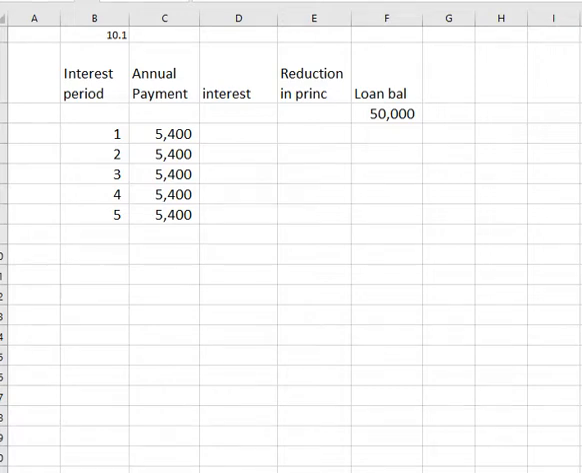Problem is similar to exercise 10.1, but let's assume that we have a loan balance of $50,000 and annual payments of $5,400. I completely made these numbers up. And let's also say that we have an interest rate of, I don't know, 5%.